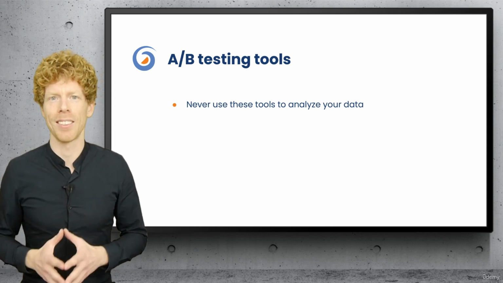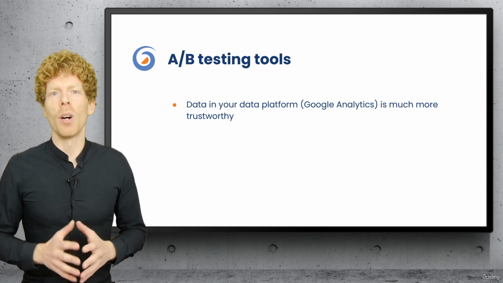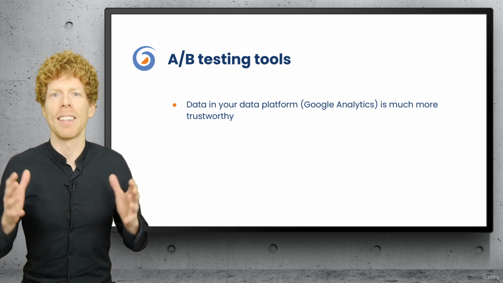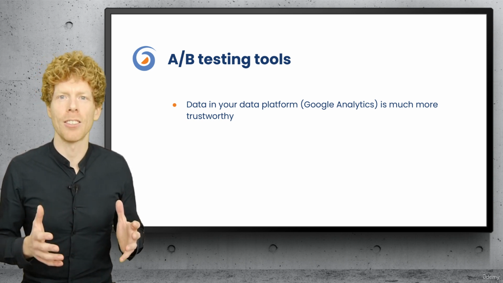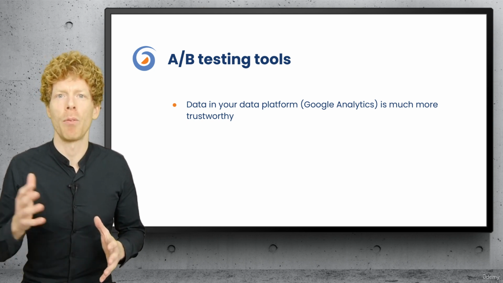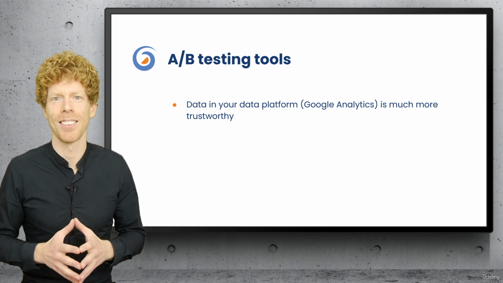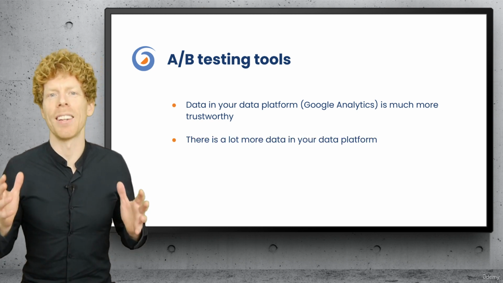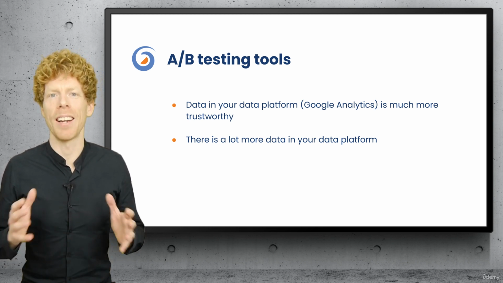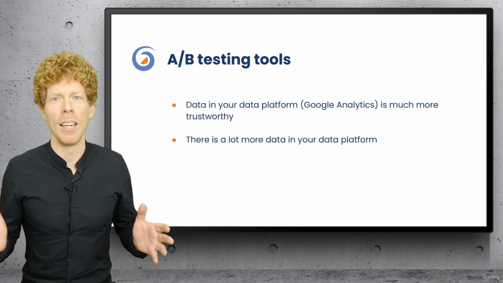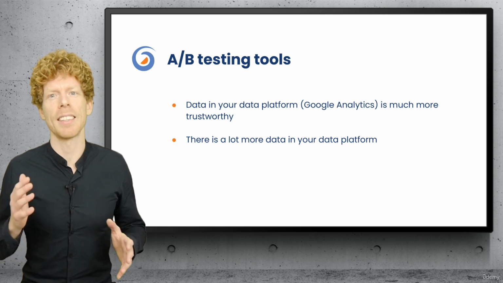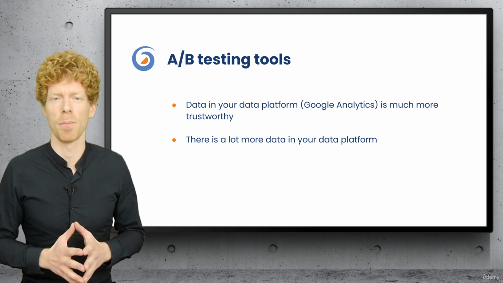There are 4 reasons for this. First, with Google Analytics, data is much more trustworthy. The core of Google Analytics is to collect data, and you probably have some analysts working on the setup. The core of a testing tool is to build A/B tests and split visitors over the different variations. Second, in Google Analytics or any other data platform, there is a lot more data that you can use to analyze your experiments. You can, for instance, apply more segments and check out page interactions through events. This can give you a lot more valuable insights.